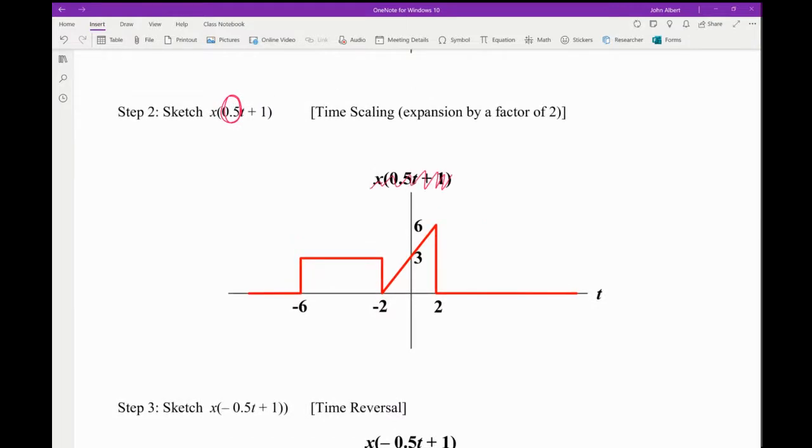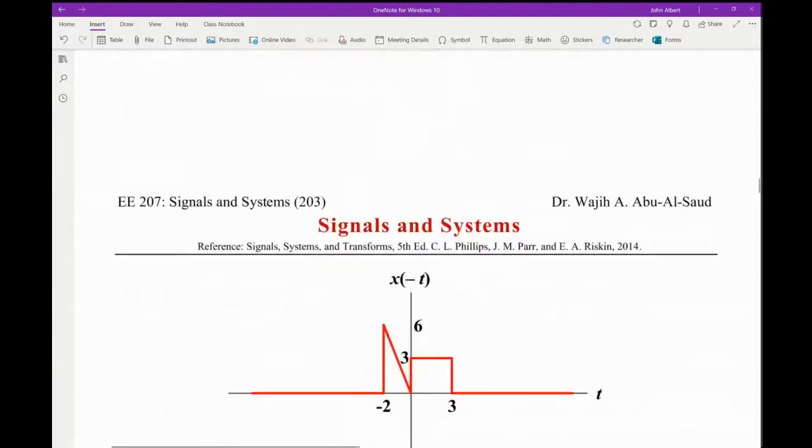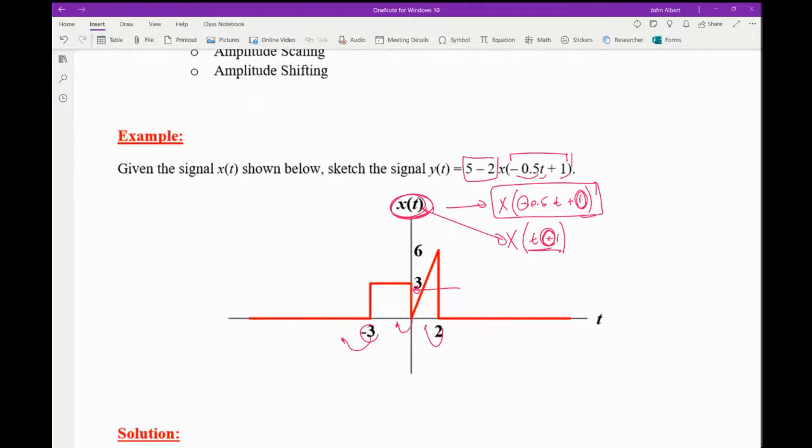Now think of this as w of t. What is the last thing that I have to do? Every t, I have to replace it with minus t. So I want now to sketch w of minus t. Because w of minus t, when I remove every t in here and replace it with minus t, I'll end up with x of minus 0.5 t plus 1. Okay? And this is exactly what I wanted to sketch. If you look above, this is exactly what I wanted to sketch in here.